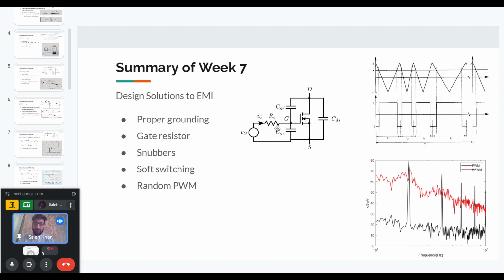But the problem associated with it is, if we increase the turn on or turn off time, as we have seen in the previous weeks, the switching loss directly depends on the switching time. So if the switching time increases, then the switching loss will also increase. So by reducing EMI, we are increasing the switching loss. So there is some compromise to be made.